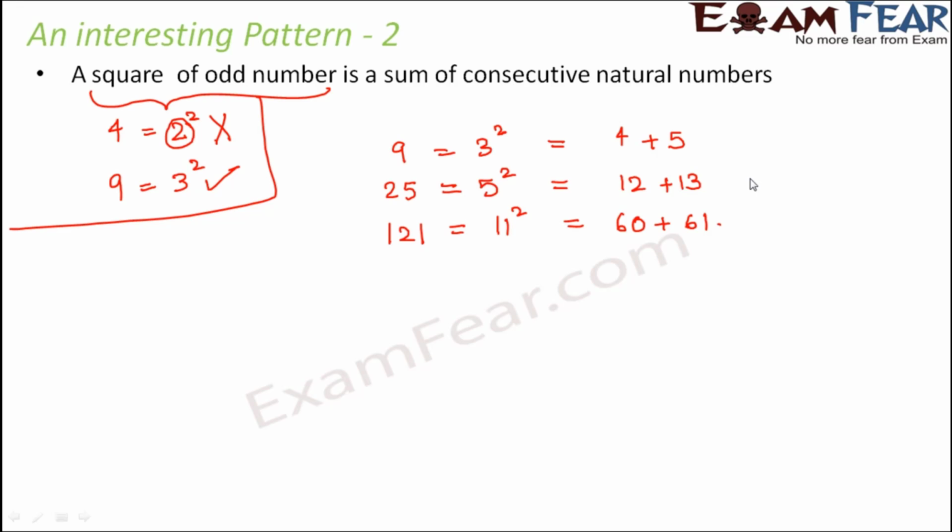But one of those possible expressions could also be 60 plus 61. So basically, this relation holds true only for squares of odd numbers. Do you want to try with a square of an even number?